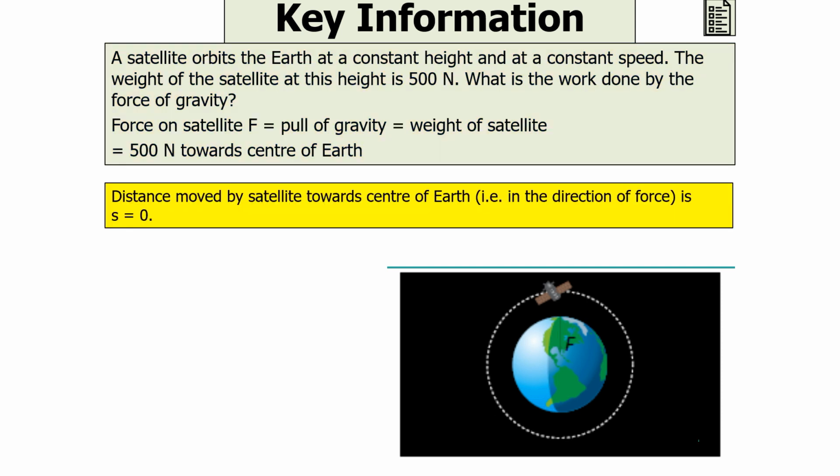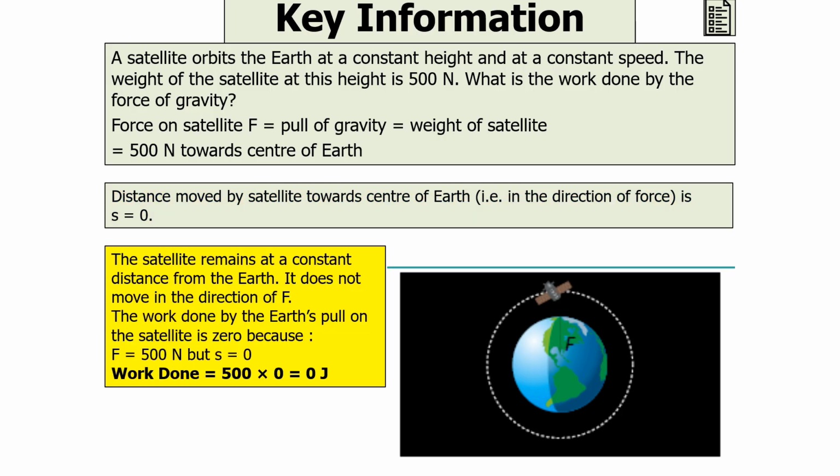However, the distance moved by the satellite towards the centre of the Earth, the direction of the force, is actually 0. So the satellite remains at a constant distance from the Earth. It doesn't move in the direction of F, so therefore the work done by the Earth's pull on the satellite is 0, because F is equal to 500, but work done is Fs cos theta, so it's 500 times by 0, which is 0 joules.